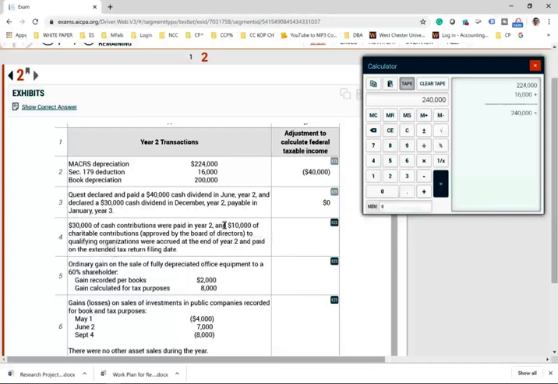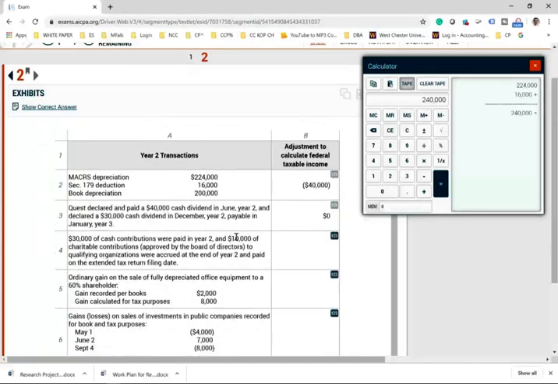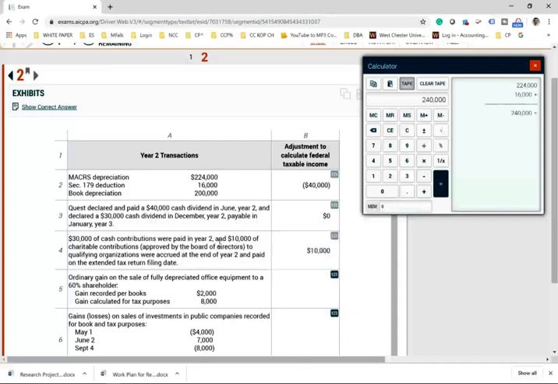For book purposes, you took this deduction. For $10,000, you took it and made your income 632. But guess what? For tax purposes, the $10,000 cannot be taken. If it cannot be taken, it means it has to be added to your federal taxable income. So you have to add $10,000 to your federal taxable income, which in turn increases the taxes you have to pay to the IRS. Okay, now you cannot take it this year. You can take it next year, but not for this year. So you have to add it back. And adding back is not good for tax purposes. It means I'm going to have to pay more taxes.